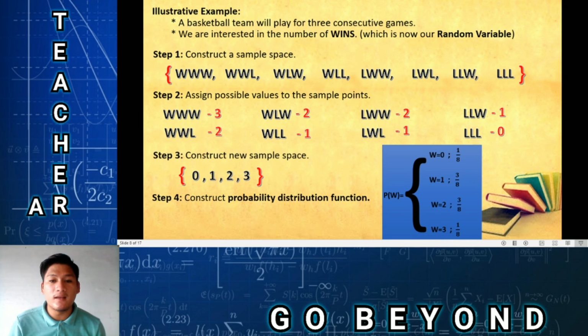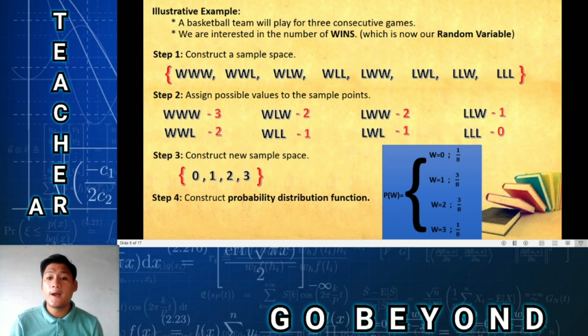What is the probability if after playing the 3 consecutive games, we have 0 win? Wala tayong panalo. You have to go back to step 2. Bilangin nyo yung sample point, ilan yung 0. So meaning, our probability is 1 over 8. Bakit? Because in step 2, we only have 1 zero win. So the lose, lose, lose.